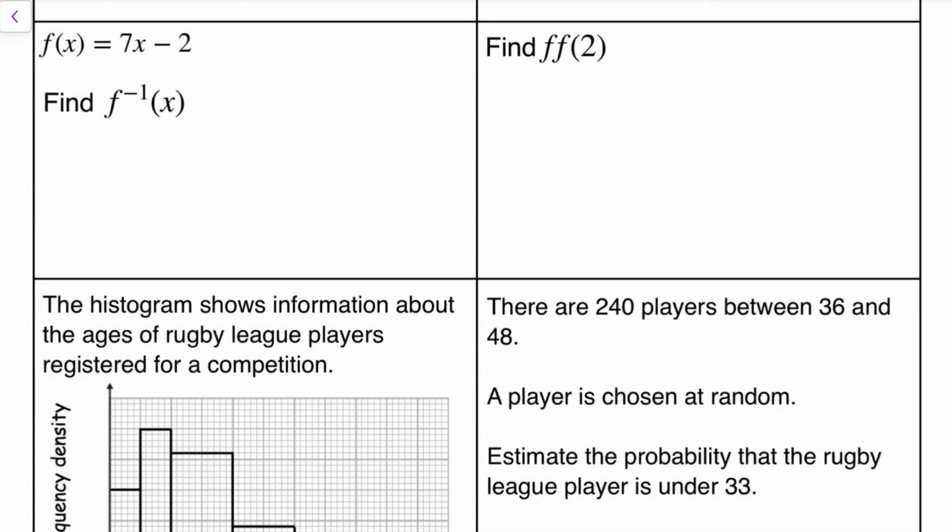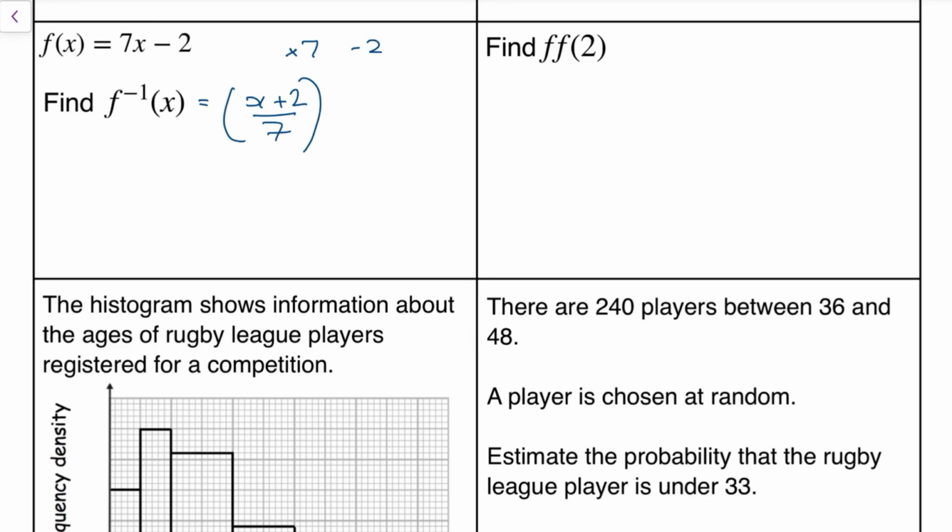Next one. Okay, so we've got a function. Now actually I was going to say this doesn't look too bad, then I can see we've got one over to the right. So let's do this one first. Find the inverse function of f of x. What does f of x do? Well, f of x times this by 7 and then takes away 2. So the opposite of that is to add back 2 and then divide by 7. So that is my inverse function. You don't need the brackets, but I'll put them there anyway.